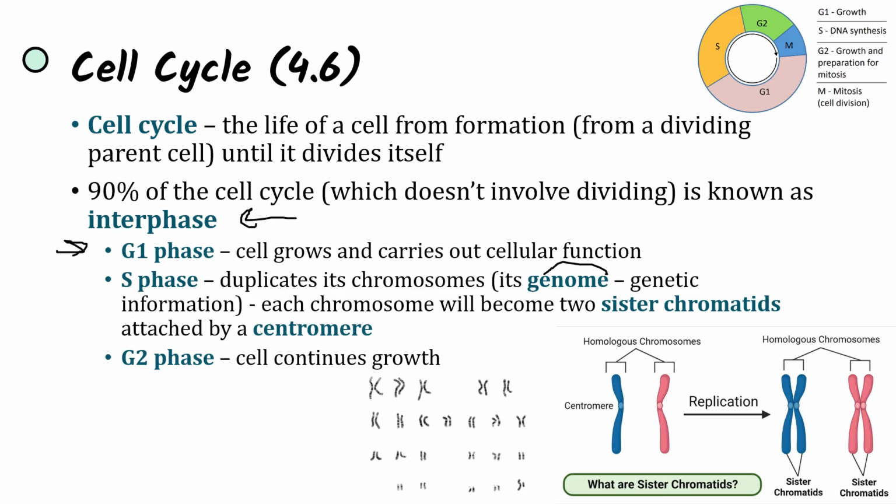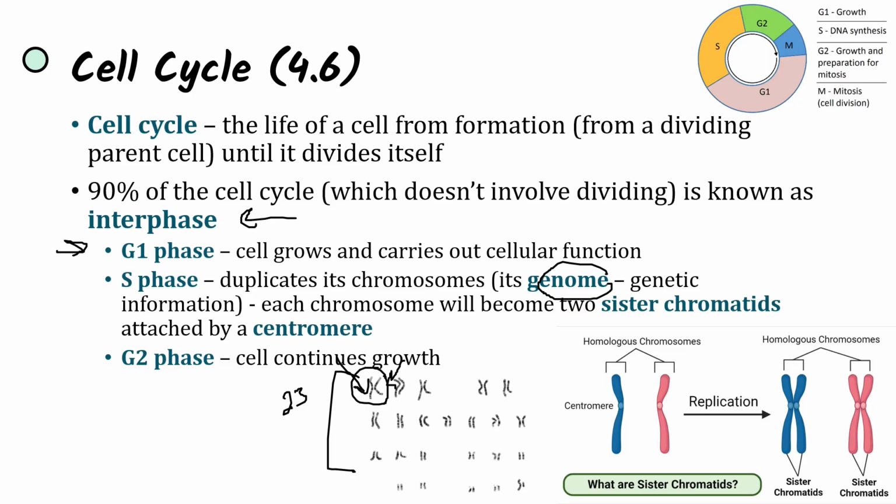And each chromosome is going to become 2 sister chromatids attached by a centromere. So really the number of chromosomes is the same, but now each chromosome is going to have a sister chromatid. And we can look here at the human genome, which has 23 pairs of chromosomes, or 46 in total. And if we look at pair 1, for instance, this is a pair of homologous chromosomes. So one of these came from the mother and one of these came from the father.